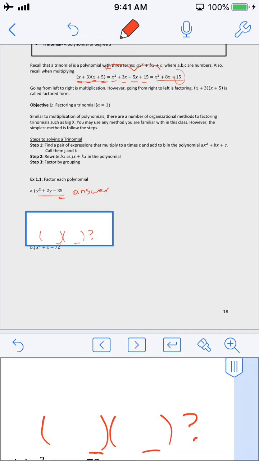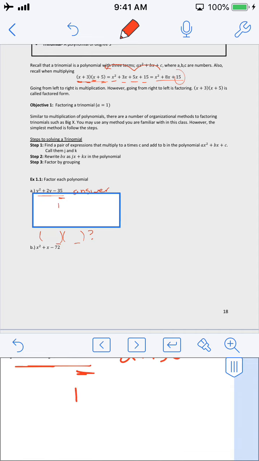So what are my options here? Well, 1 and 35. One of them is going to be negative, but I'm not going to put that part in yet. Or it could be 5 and 7. Those are what could be there. Now I've just whittled every single number in the universe down to two pairs. So that's a really convenient place to start, right?